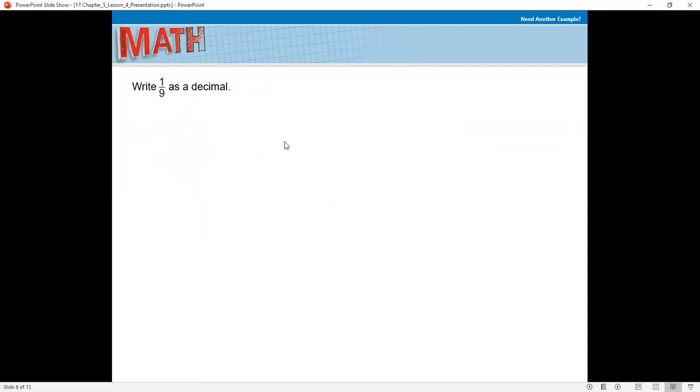You need to put 1 inside the bracket. 9 goes outside the bracket. You're going to need to annex some zeros. Show me all of your work in your notebook. Pause while you're working. Press play when you're ready to continue.